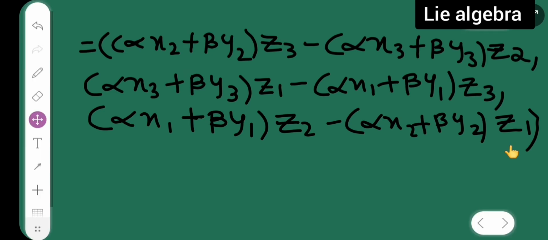Okay, now what you'll have to do over here is just take the alpha part separately, okay? And the beta part. So wherever alpha is there, here also alpha is there, here also alpha. Now everywhere alpha is there, take it as common and take it outside, okay? Like here.